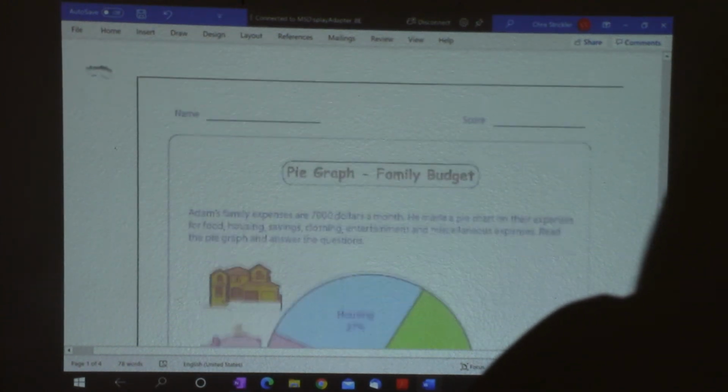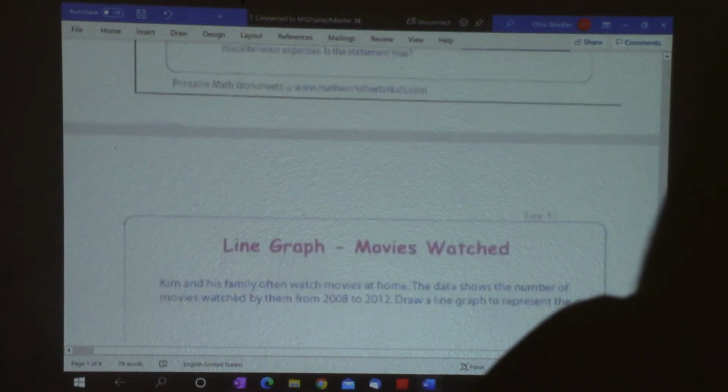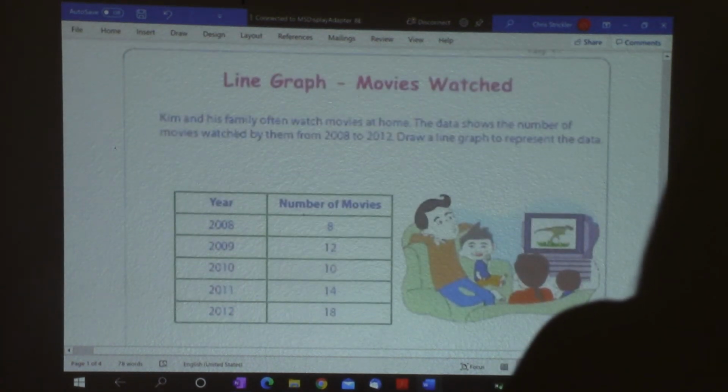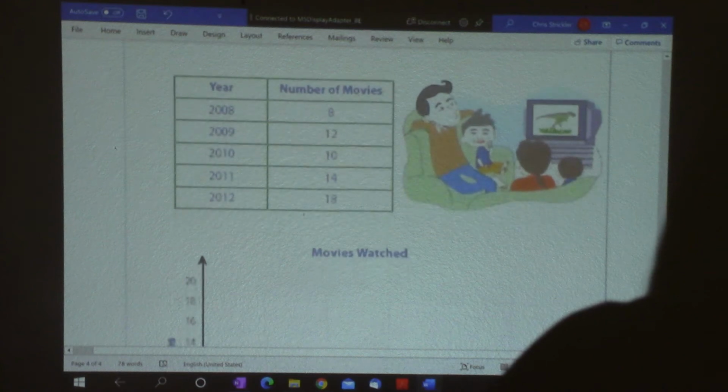So let's go down to the pie chart. Let's do the other one first. Let's go by the pie chart and find the line graph. Okay. Kim and his family often watch movies at home. The data shows the number of movies watched by them between 2008 and 2012. Draw a line graph to represent the data.